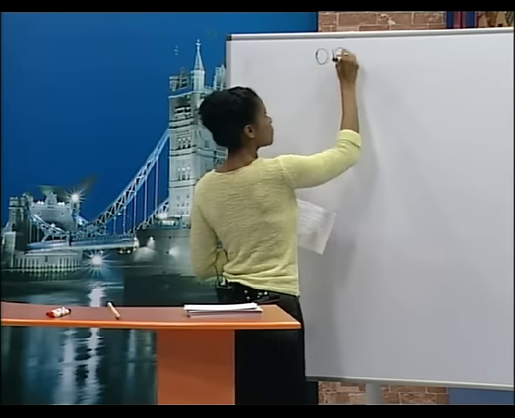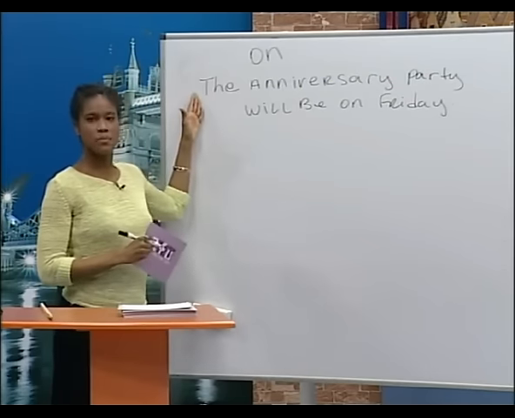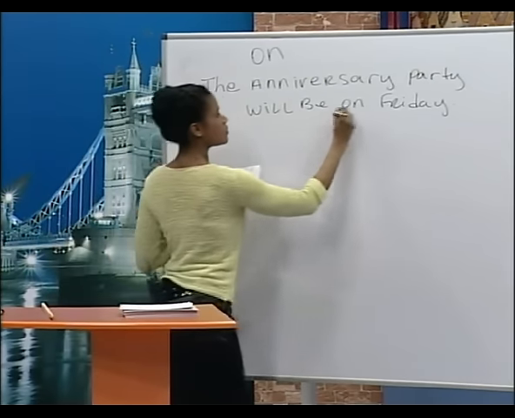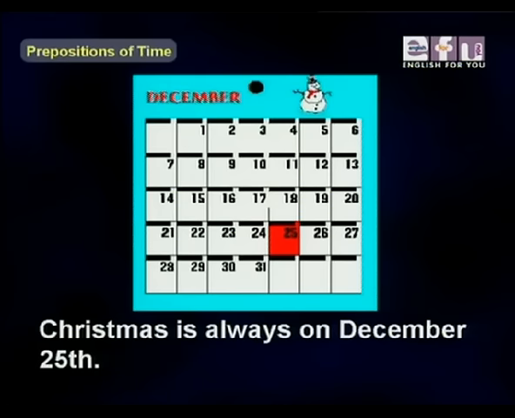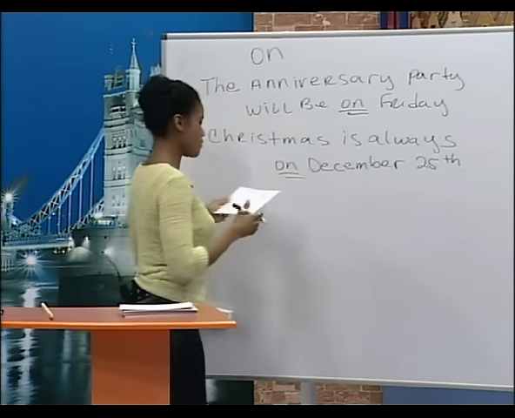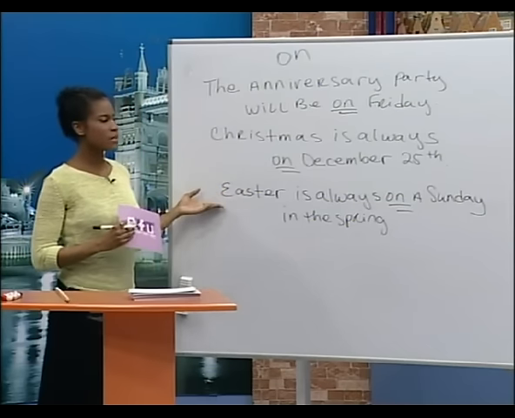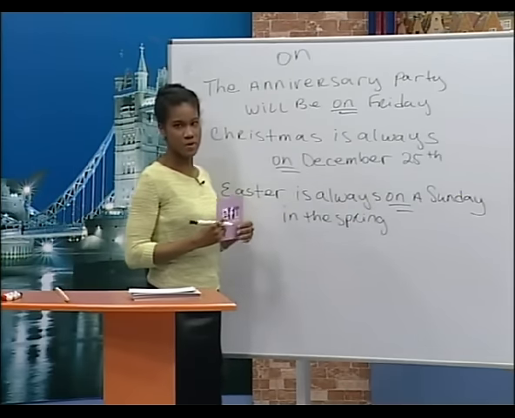Now let's review the preposition on. Okay, here are some examples. The anniversary party will be on Friday. On Friday. Next example. Christmas is always on December 25th. On December 25th. Easter is always on a Sunday in the spring.